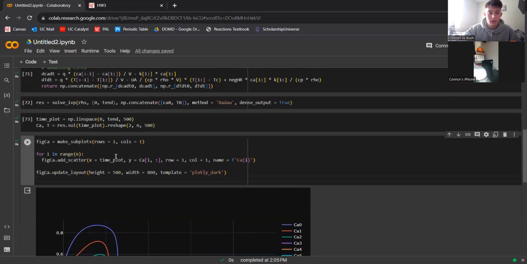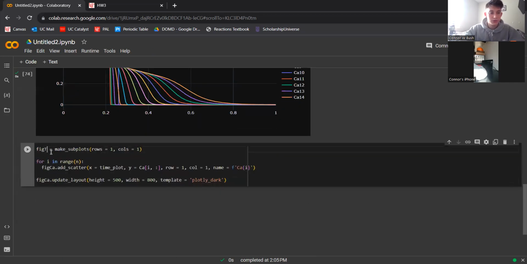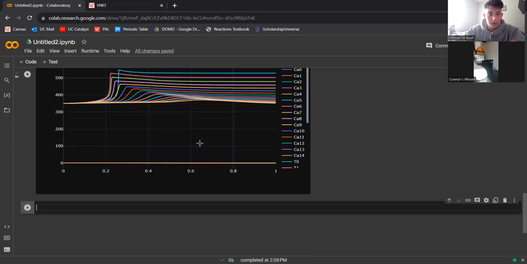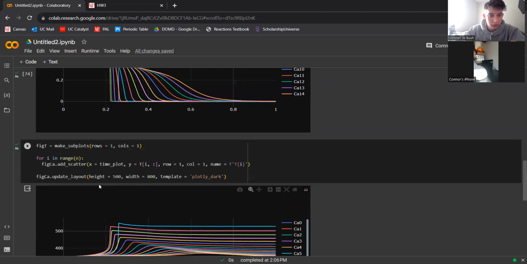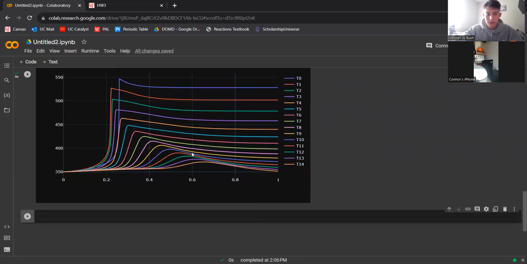And then if we copy this over here for something similar for the temperature, I'm going to call it fig T. Update the y values to use the array for T, update the name, layout, that should be okay. Okay, so, here. Might have messed that up. Okay, that's fine.